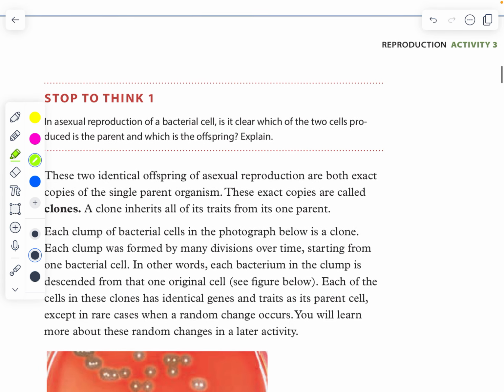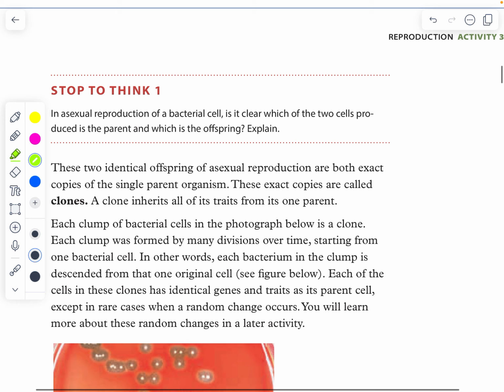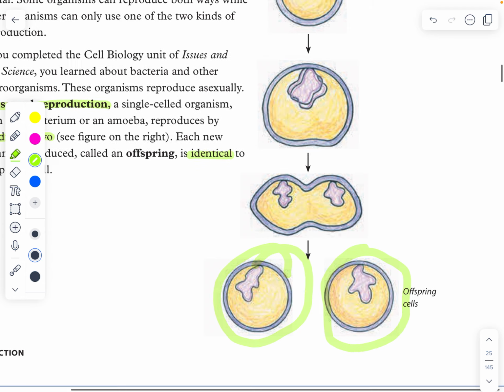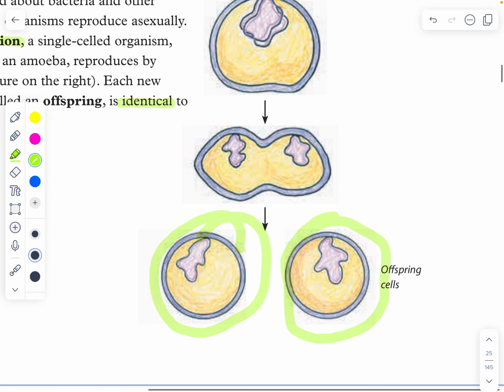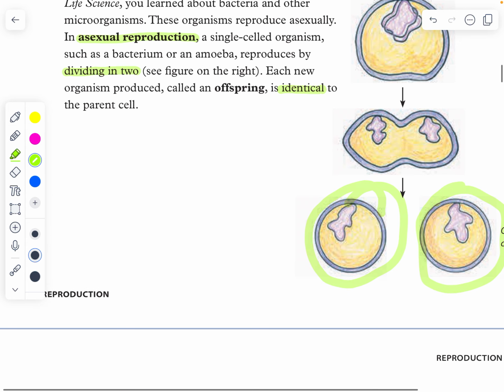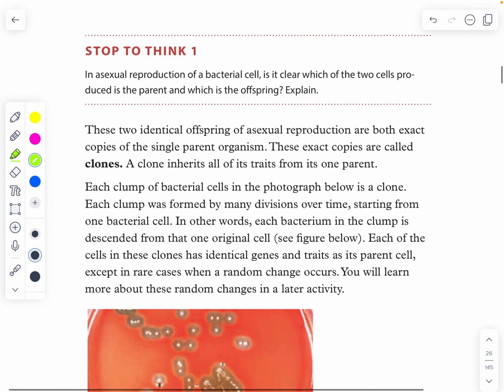Stop to think 1. In asexual reproduction of a bacterial cell, is it clear which of the two cells produced is the parent and which is the offspring? Explain. Well, let's take a look back up here. They look pretty identical to me. So it is not clear. And that's what a clone is, right? We write up here that it is an exact copy. And that's exactly what's happening. Let's keep reading.